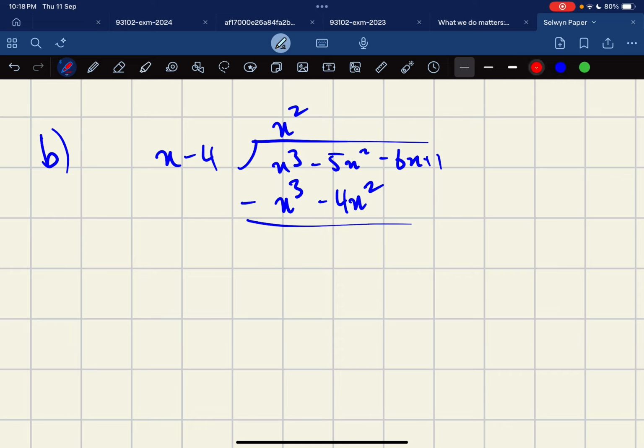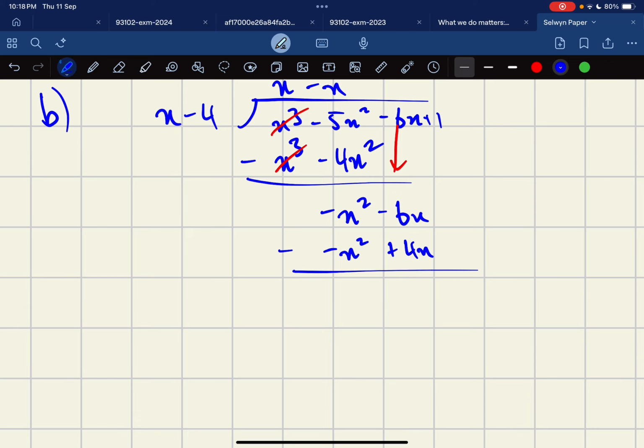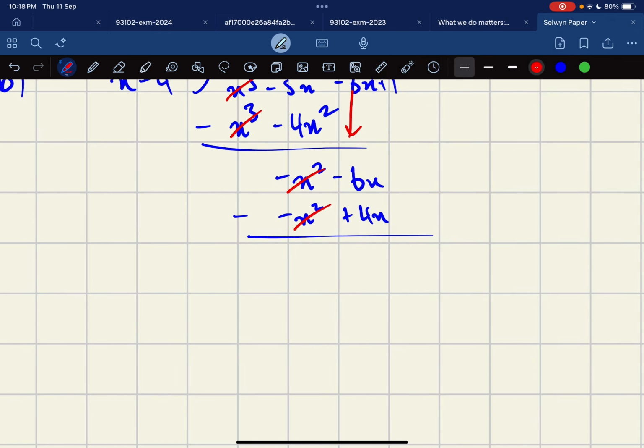So these will cancel each other out. And then you've got negative 5 minus negative 4, which gives you negative x squared. And then you bring down the next term, which is the minus 6x. So it'll be minus 6x. And then how do you get negative x squared from x minus 4? We have to multiply it by negative x. So you get negative x squared and then plus 4x. And then take the difference over here. So these are going to cancel each other out. So you've got negative 6 minus 4, which gives you negative 10x.